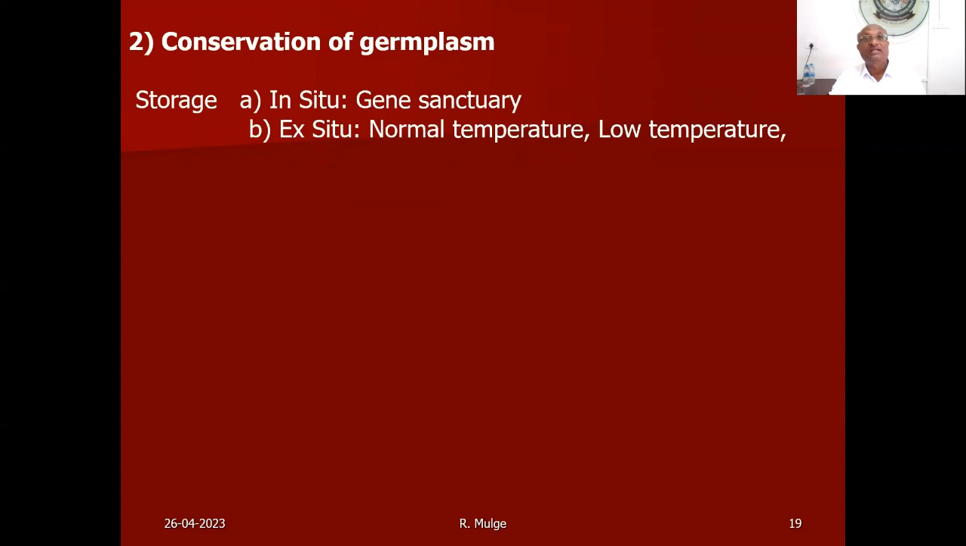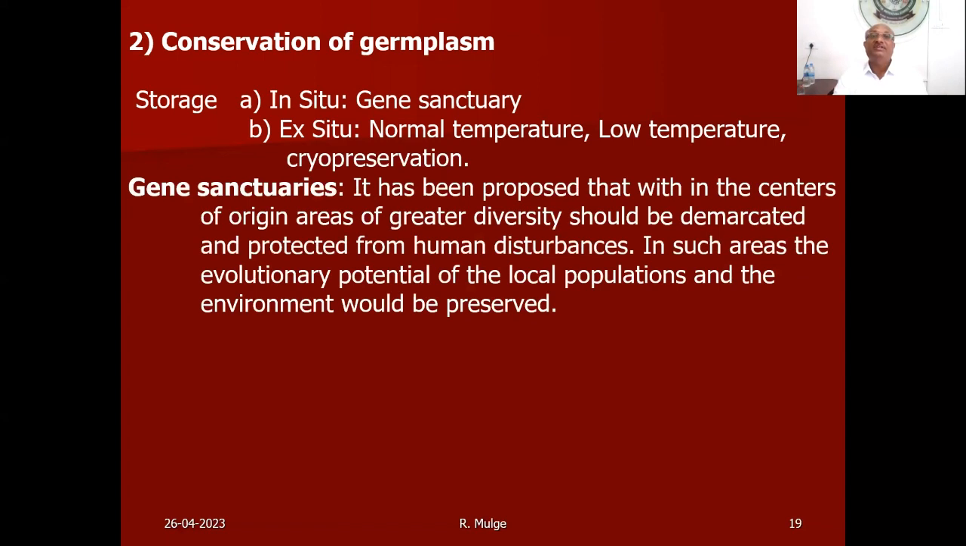Ex situ means normal temperature or lower temperature, where you want to preserve. In the living gene sanctuaries it is live maintenance, whereas ex situ means you are preserving seed or some material under normal temperature without losing its viability, or at low temperature, or sometimes you have to go for correction. As you reduce the temperature, the storability or multiplication frequency will be reduced. The seed sanctuaries are important to maintain the germplasm alive.